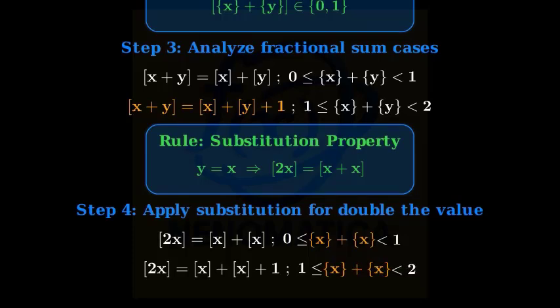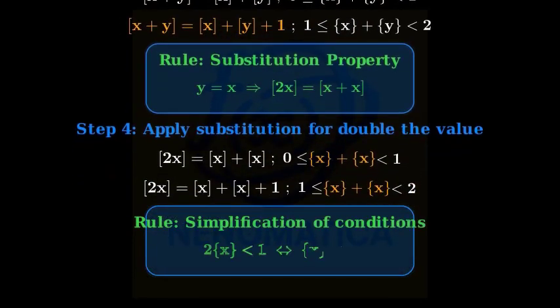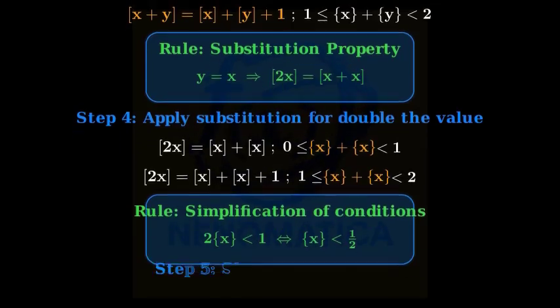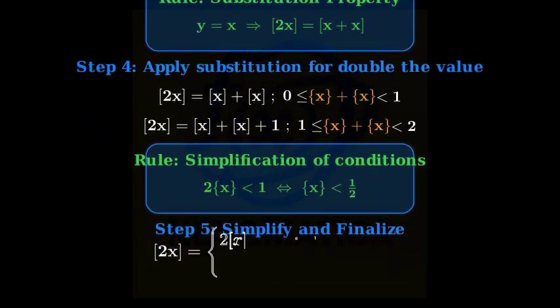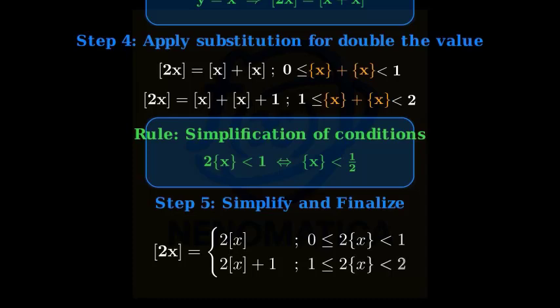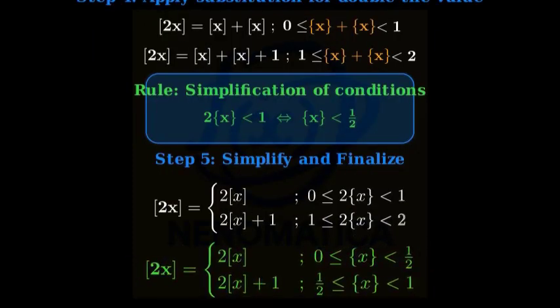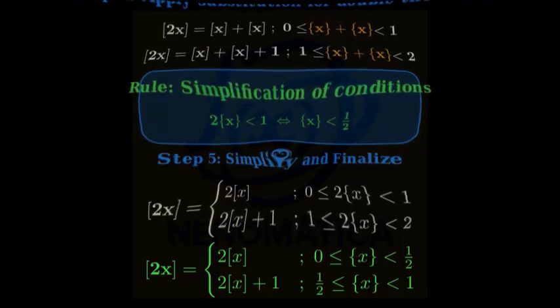Step 5. Simplify the expressions and convert the conditions from the sum of fractional parts to a condition on 2 times the fractional part. Show the step title. First, combine the integer parts to get 2 times floor of x. Then write the cases in terms of 2 times the fractional part. Finally, isolate the fractional part to obtain the clean, standard piecewise form.